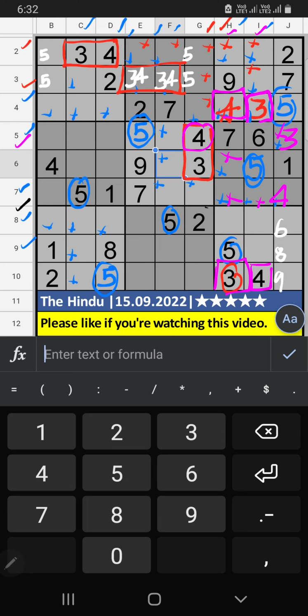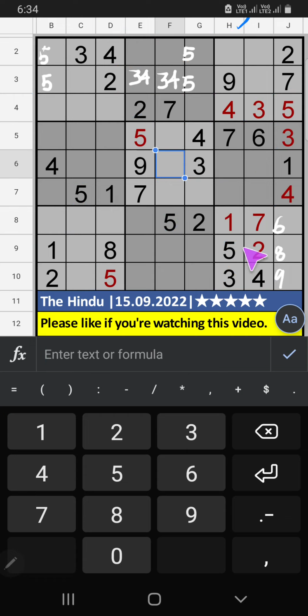Eighth row, we have 2. So 2 can't come in these cells. Then 2 is confirmed here. Then 9th row, 2 numbers are remaining, 1 and 7. Column H, we have 7. So 7 can't come in the cell, 7 is confirmed here. Then 1 is here.